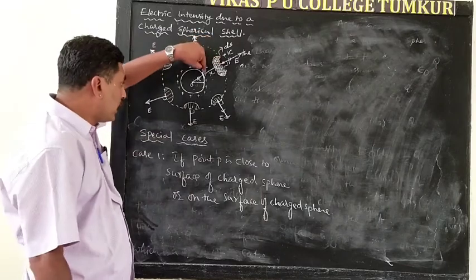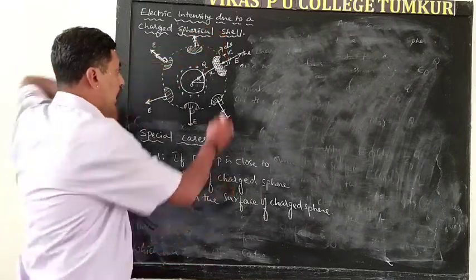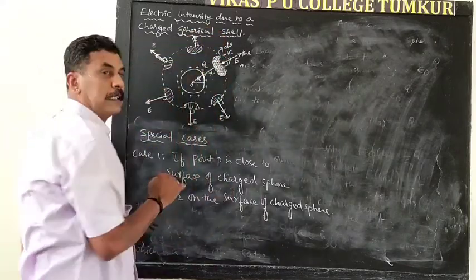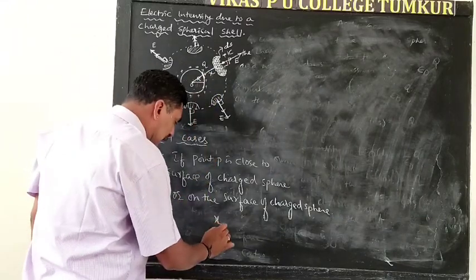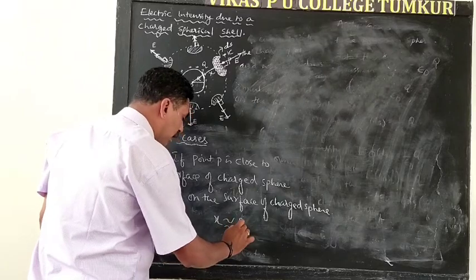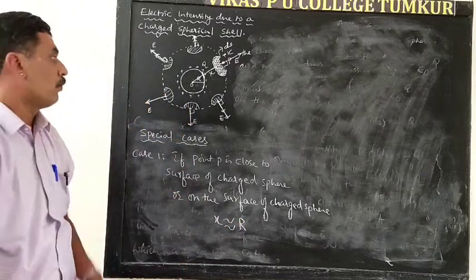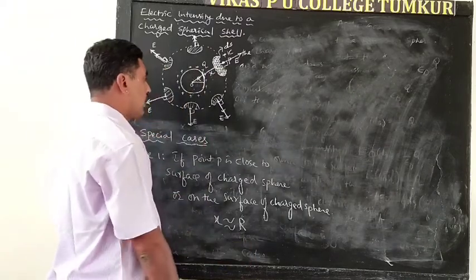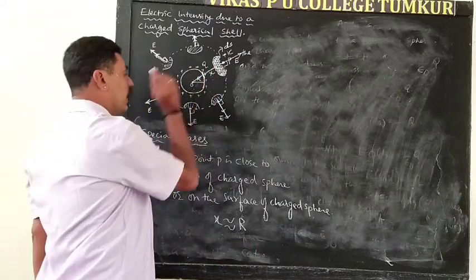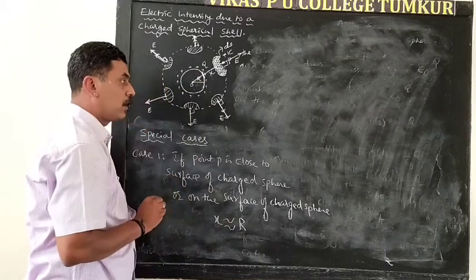If it is very close, as this point comes closer and closer, x decreases; if it is very close, x is nearly equal to r. If the point is on the sphere, x will be exactly equal to r. If it is very close, x will be nearly equal to r.